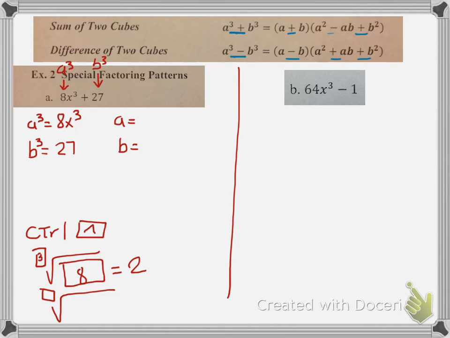But now I'm going to take the cube root of 27. So once again, the number outside has to be 3. The number inside, depending on what you're looking for, the cube root of 27 is 3.